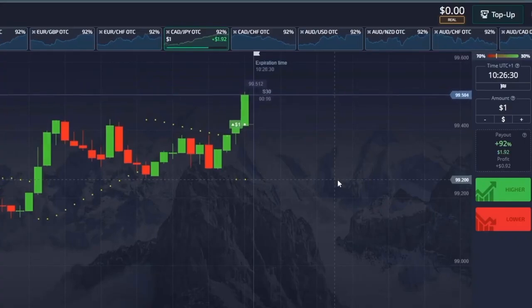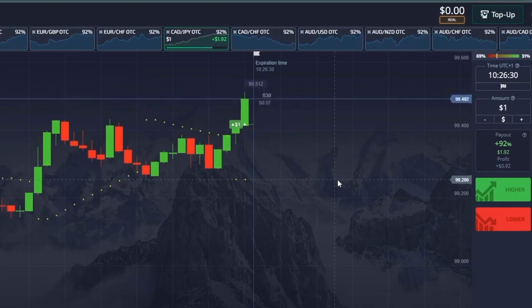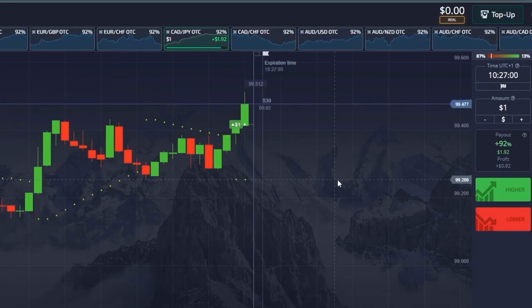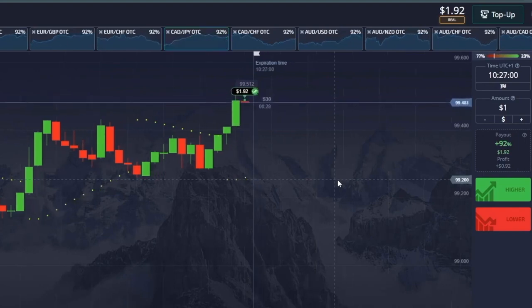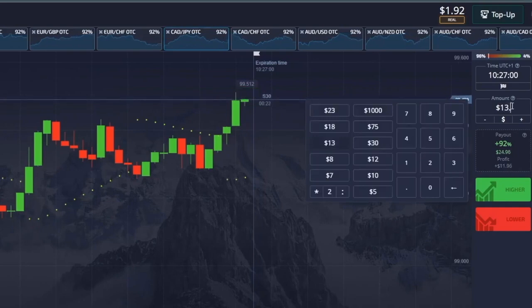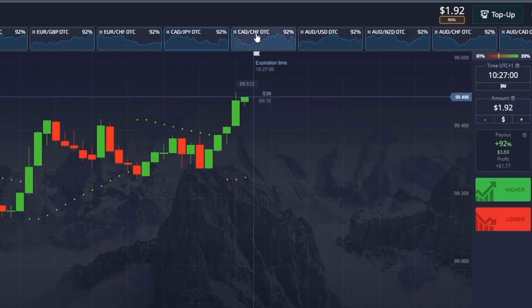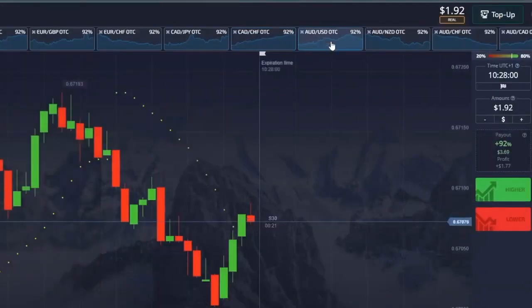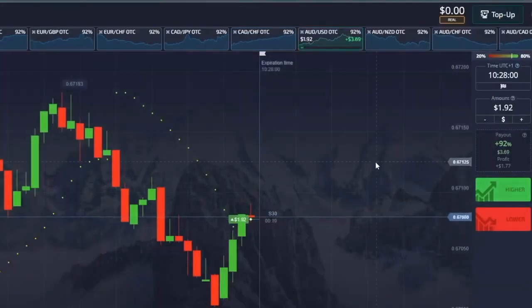So let's see if this trade comes in. If this trade comes in, we're going to take all the winnings and put it on the next trade. This is looking pretty good. Doesn't look like it's going to lose, and it's got $1.92 now. So we're going to take the $1.92 and put that on the next trade. The indicators that I'm using on the screen here are, I think, the best indicators for this type of strategy. Got another pattern come in there.